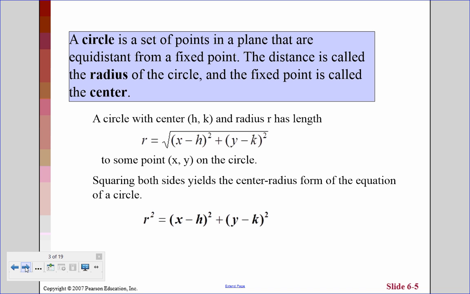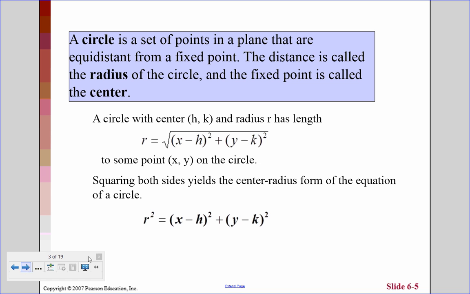So you can draw a circle if you take a piece of string and tie it to the end of a pencil. If you draw that around, you can draw a circle. Or if you use a compass, put the point of that down and make the pencil go around, you can draw a circle. So the circle is just all the points that are the same distance from the center.